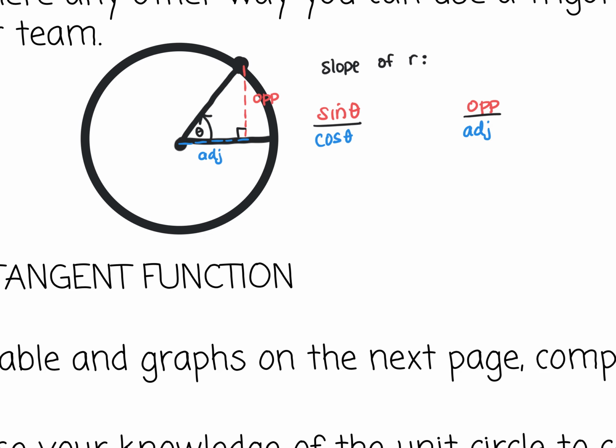Those two things are both representing tangent of theta, because tangent is the opposite over adjacent, and because opposite and adjacent are also known as sine and cosine in this situation, then we can call tangent sine over cosine, and that's what our focus is going to be today.